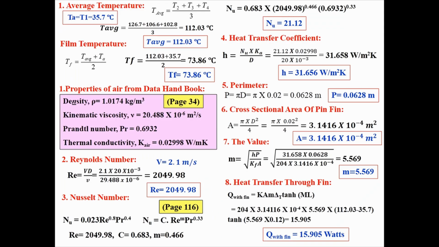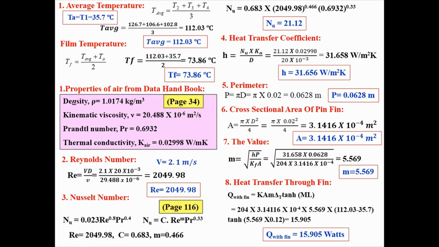That you have to substitute here. Okay. So now the diameter is 20 mm, convert it into meter, then it becomes 20 into 10 to the power of minus 3, divided by kinematic viscosity. That kinematic viscosity is 20.48 into 10 to the power of minus 6. Substitute, you will get the Reynolds number as 2049.